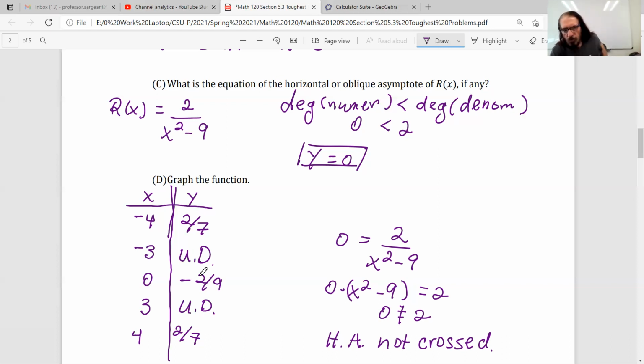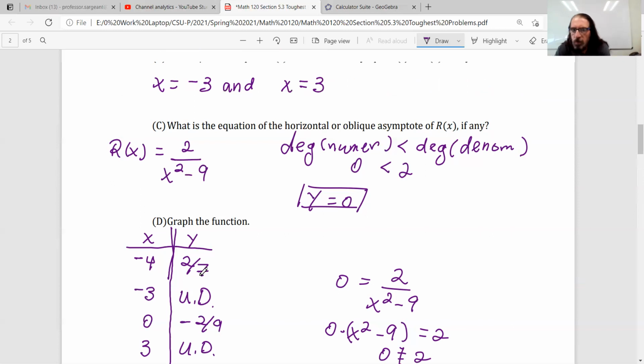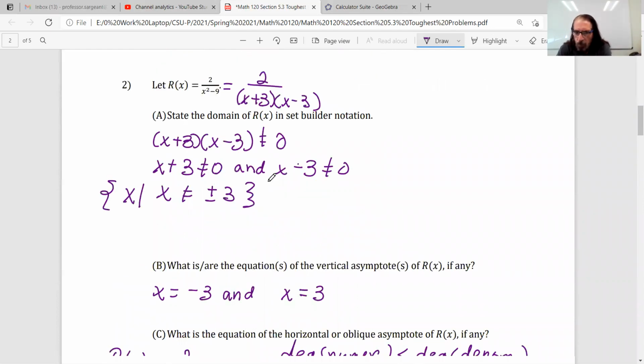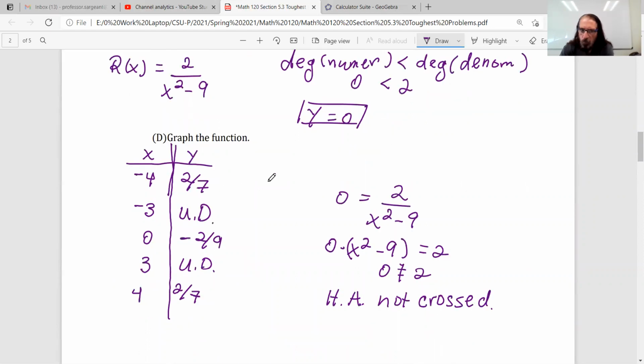And one more thing before I plot those points is that after we factored, we could only factor the denominator. We don't get any reducing from numerator to denominator, no common factors between the two. And so there are no holes in this graph either. So I'm plotting 3 points: negative 4, 2/7; 0, negative 2/9; and 4, 2/7.